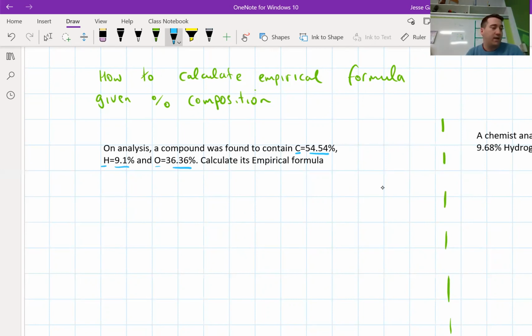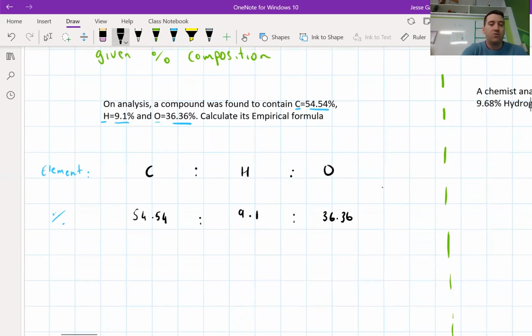We'll begin by writing down which elements we have. I'm just going to use the symbols: carbon is to hydrogen is to oxygen. We want to know the ratio of these three so we can work out the empirical formula. Next, let's write down the percentage underneath each one, what percentage of the compound is made of that particular element. We're told in the question carbon is 54.54%, hydrogen is 9.1% and oxygen is 36.36%. Pretty straightforward so far.